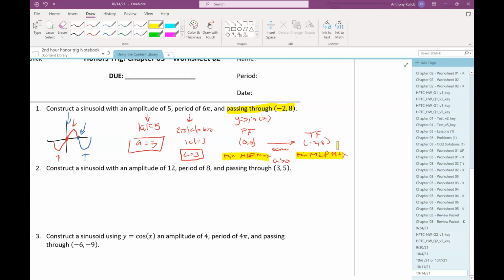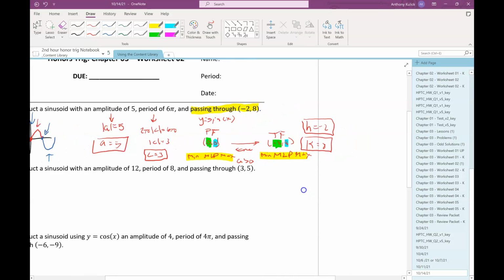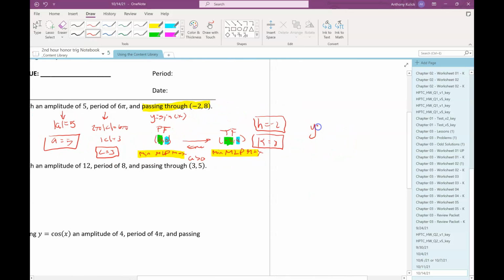Okay with that? Okay. And now that I've made this pairing, since the x-coordinate on the parent function is 0, the x-coordinate for the transformed function is going to be the h. And because the y-coordinate from the parent function is 0, the y-coordinate from the transformed function is going to be my k. And now I have everything that I need.